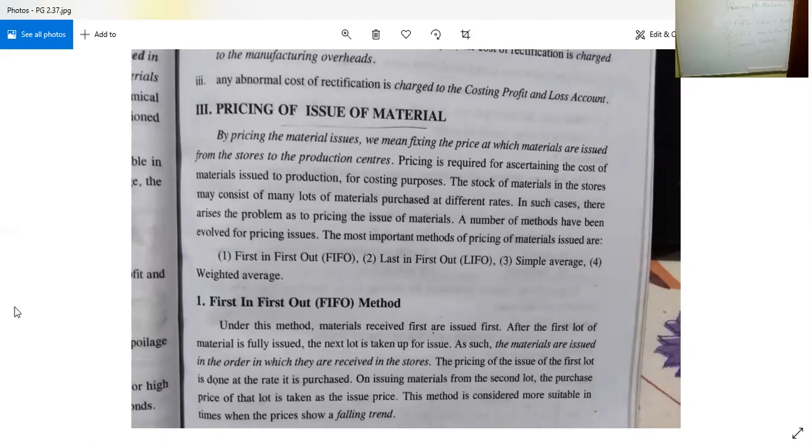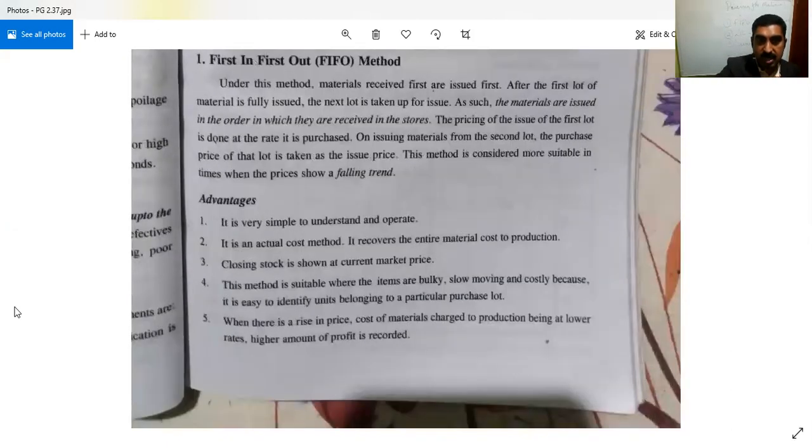So we will look into that in detail. Today we will go to the theory portion with regard to the FIFO method. What is a FIFO? Under this method, material received first are issued first. Only that. Those materials that are received first, that is to be issued also first. After the first lot of material is fully issued, the next lot is taken up for issue.